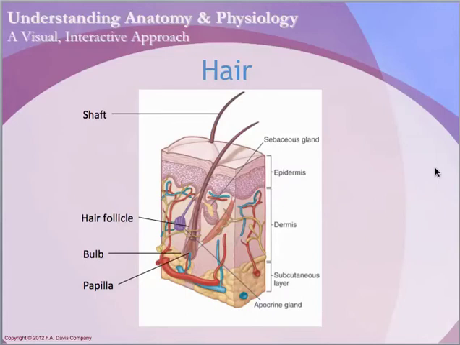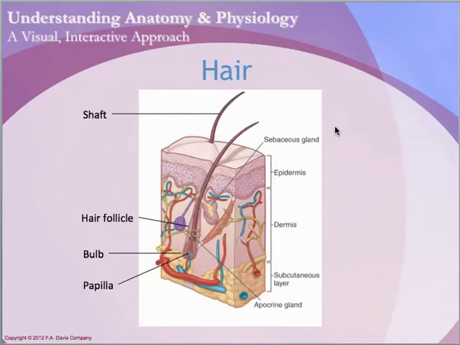So let's look at this diagram here and talk about the hair follicle. The hair shaft extends above the skin surface. So that's the shaft. It's the only part you can see above the skin surface. Each hair lies within a sheath of epidermis called a hair follicle. Hair follicles have a rich nerve and blood supply.